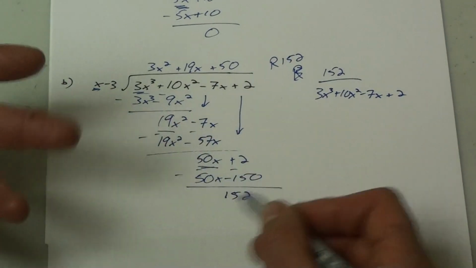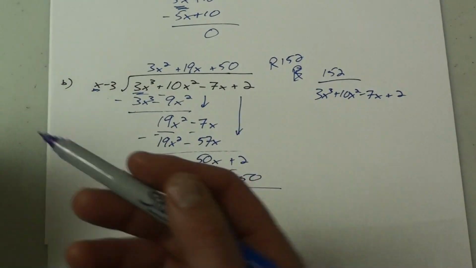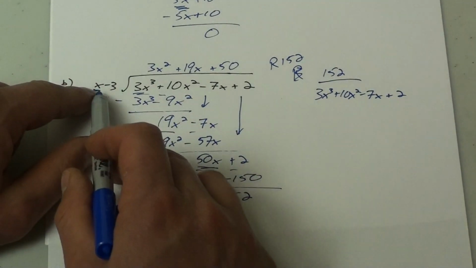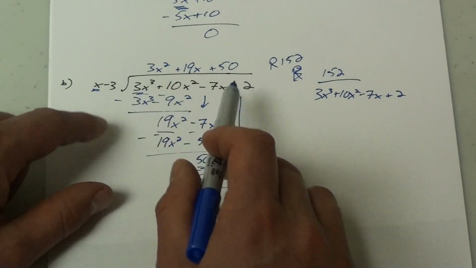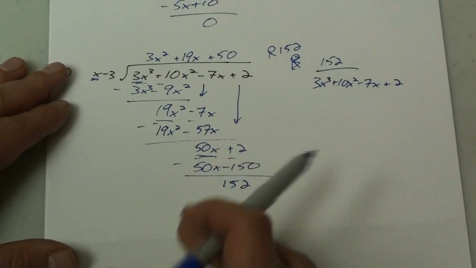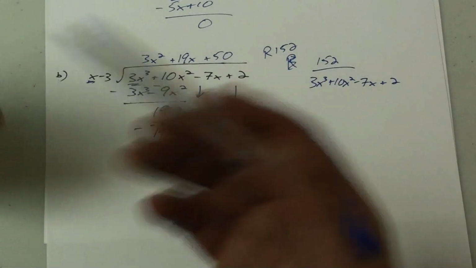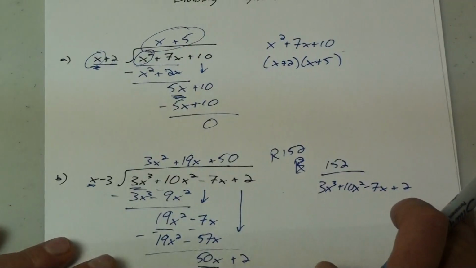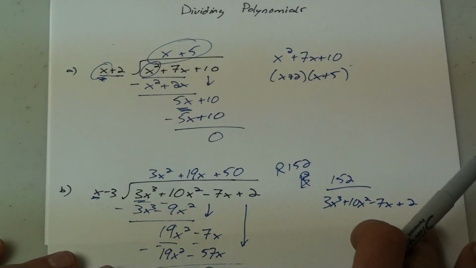So this one didn't go in perfectly, which means that x minus 3 was not a factor of this polynomial. If it goes in and has a remainder of 0, then it is a factor. If it has a remainder anything different than 0, it is not a factor. Doesn't mean you can't divide it though. Okay, so a short little lesson on how to divide polynomials.